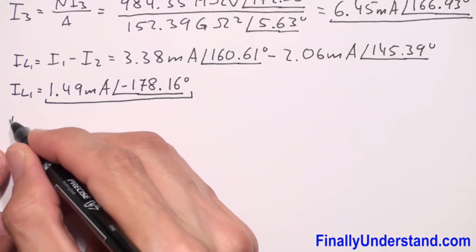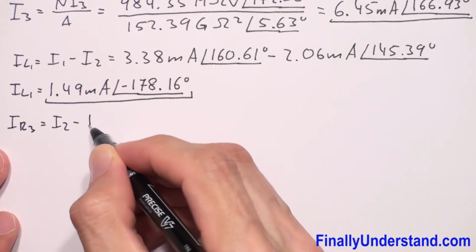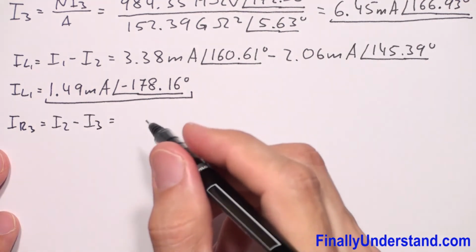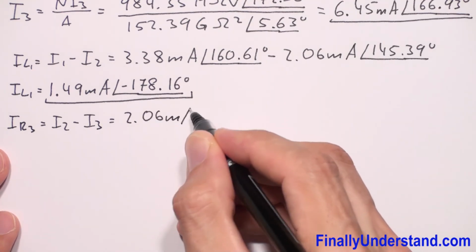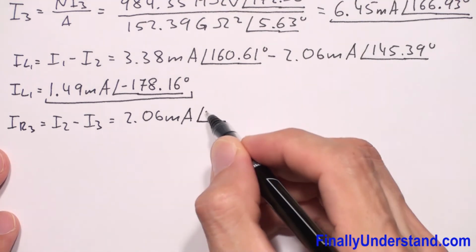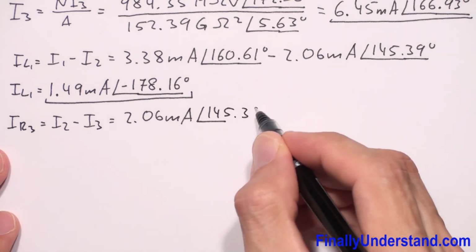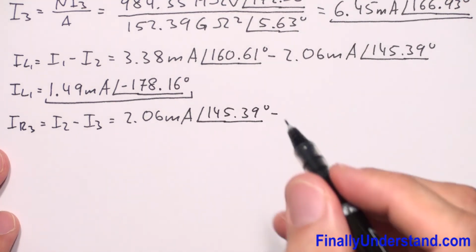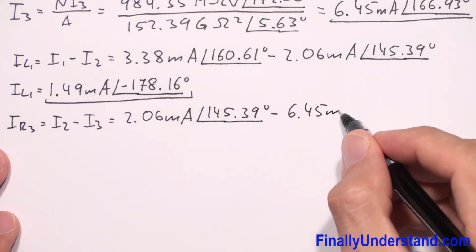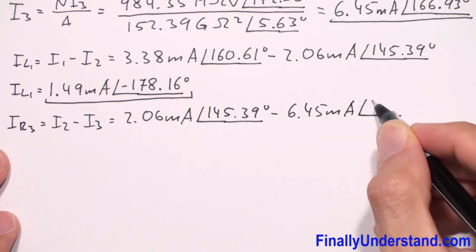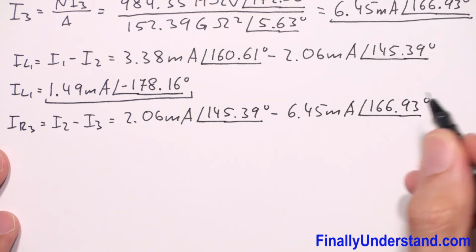So I have IR3 is equal to I2 minus I3, where I2 we found is equal to 2.06 milliamps and angle of 145.39 degrees, minus I3, which is equal to 6.45 milliamps and angle of 166.93 degrees.